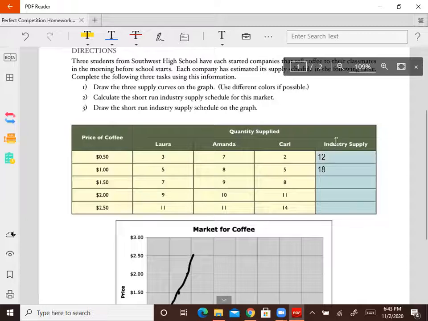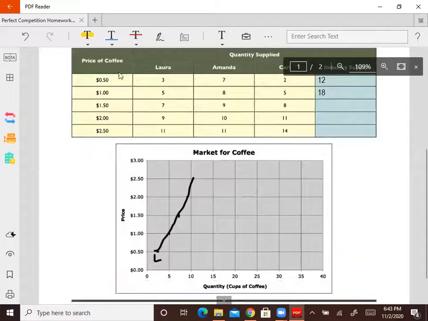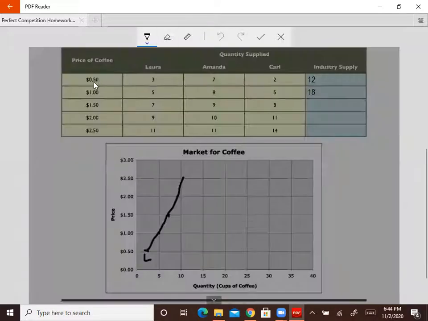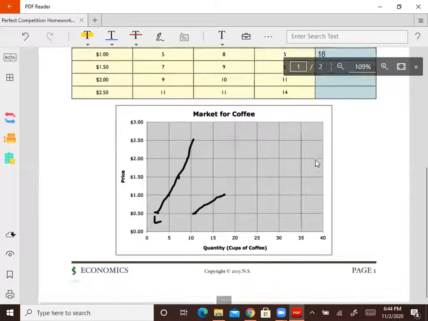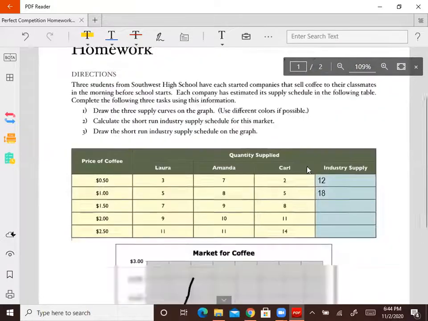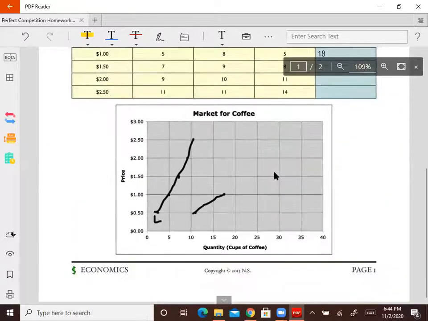Then you're going to draw the short run industry supply schedule on the graph. You're just using this as your X and the price of coffee as your Y. So I'm going to do my draw: 50 cents at 12, $1 at 18, and it would go up from there. So that's the beginning of the industry supply, and that's all for the front part.